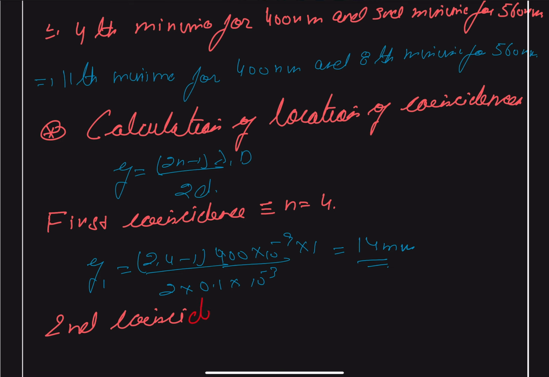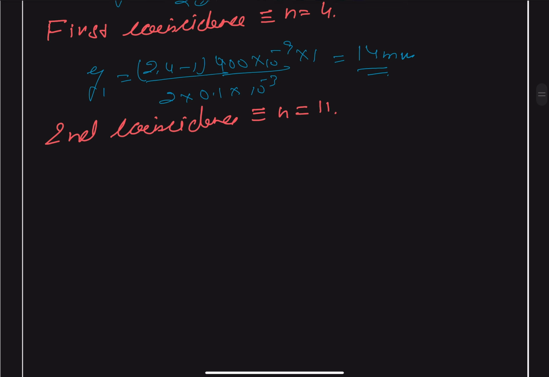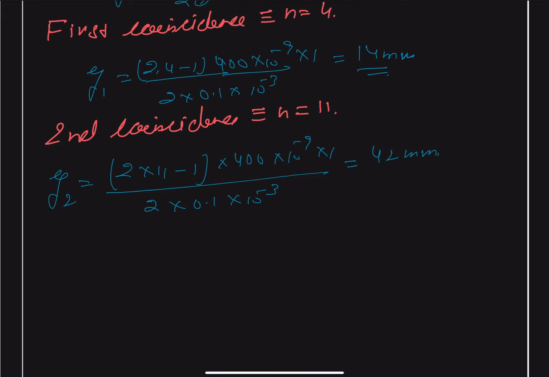The second coincidence is for the value of n equal to 11. So we get y2 equal to (2 multiplied by 11 minus 1), and the rest of the things will be as it is, 10 to the power minus 9, 1, and 2 into 0.1 into 10 to the power minus 3. So we get y2 equal to 42 millimeter.